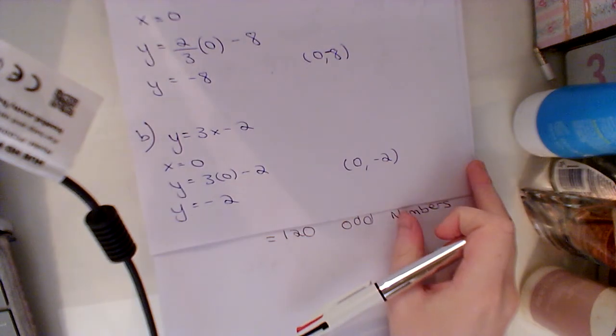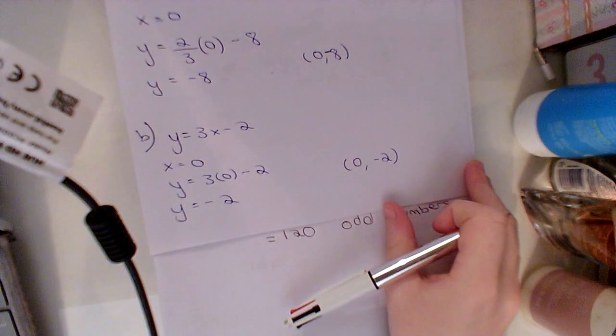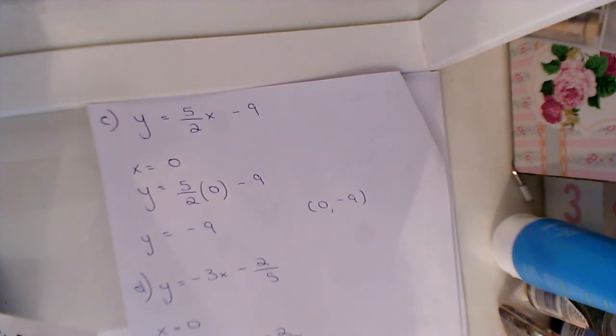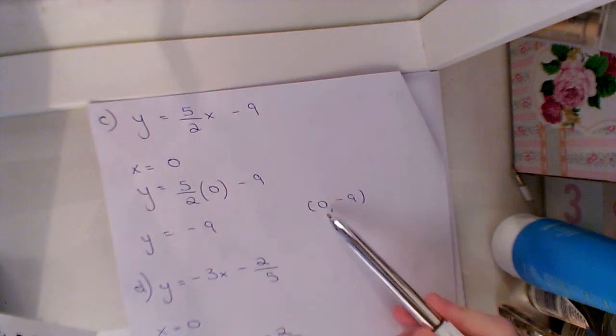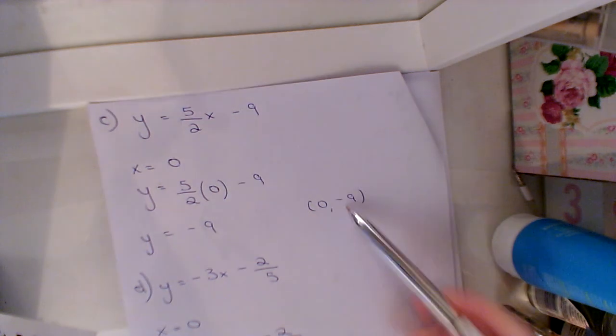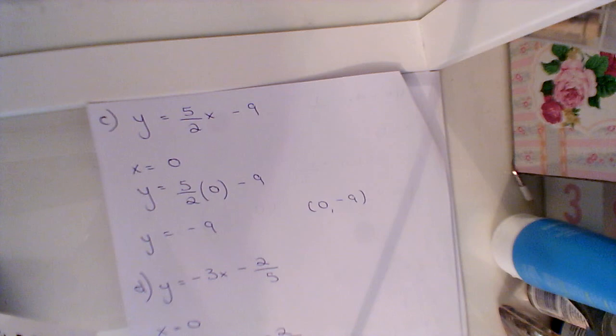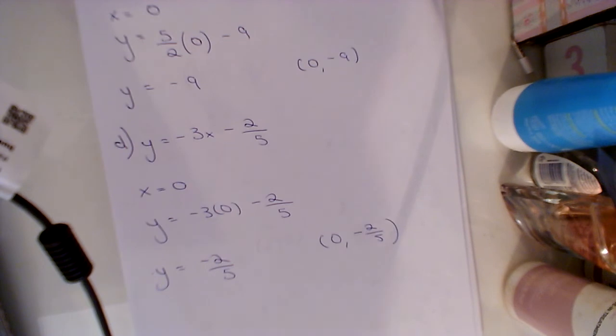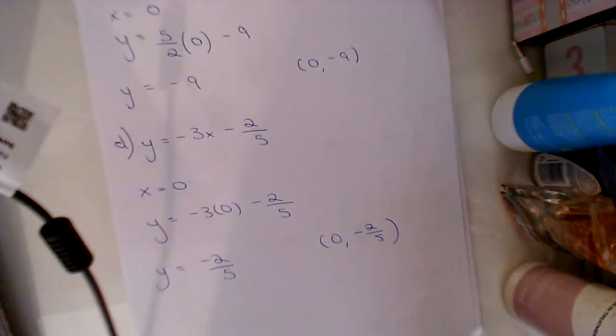Okay, here I have C, so y is equal to 5 over 2x minus 9. Letting x equal to 0, I get y is minus 9, so my coordinate is 0, minus 9. D, x minus 2 over 5. My y-intercept, when I sub in x equal to 0, I get minus 2 over 5, so my coordinate is 0, minus 2 over 5. And now I'm on to question 5.